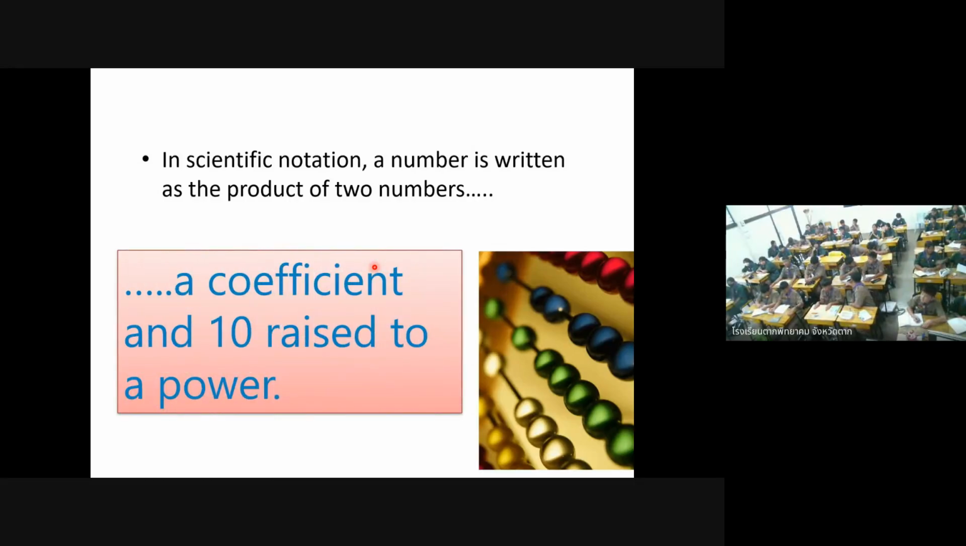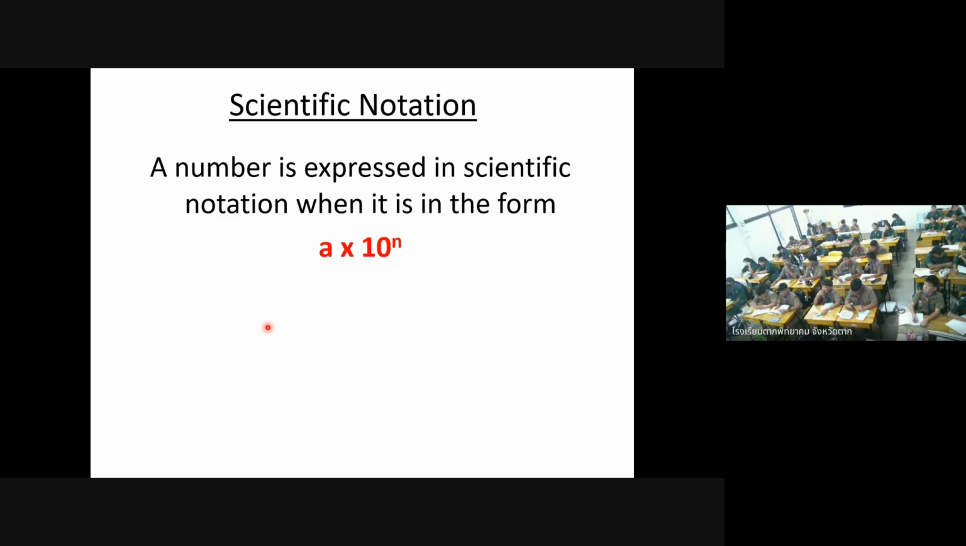Exponential notation with base 10. Again, product. Product means multiply. So it is a product of one number and an exponential number with base 10. Now, I'll show it to you. This is it. Okay, again.